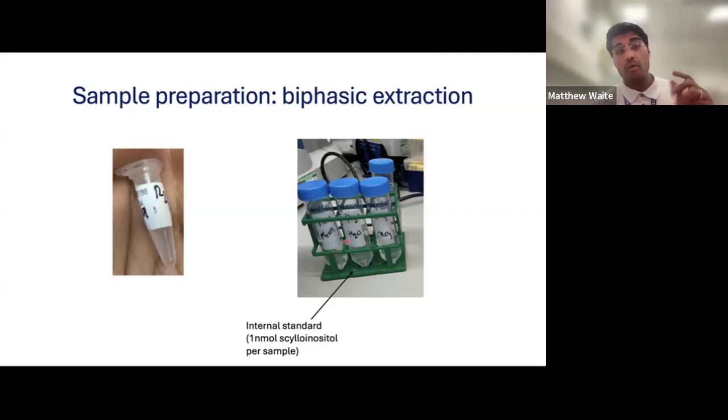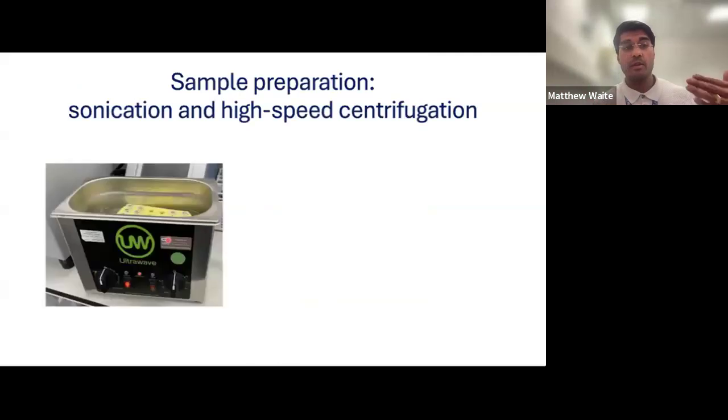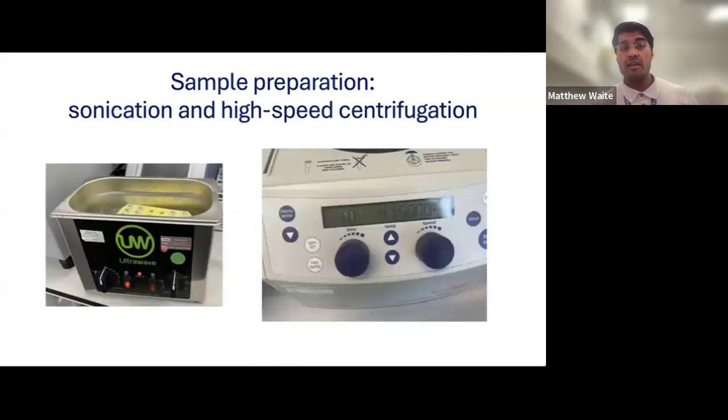So methanol, water, and chloroform with the internal standard are then mixed with my plasma sample from mice. After that, I subject those samples to sonication. This is a chilled sonication bath. And then they undergo high-speed centrifugation. Now, I don't know if you can see this, but hopefully you can. You can see that the speed, this RPM, is 15,000.